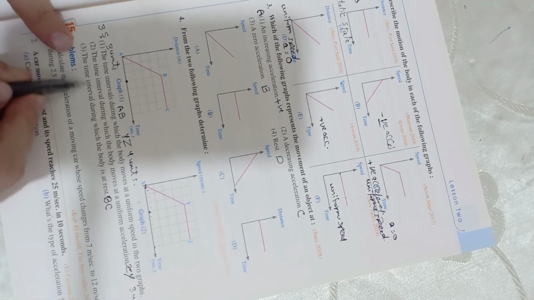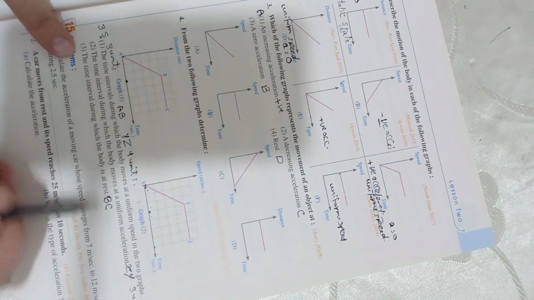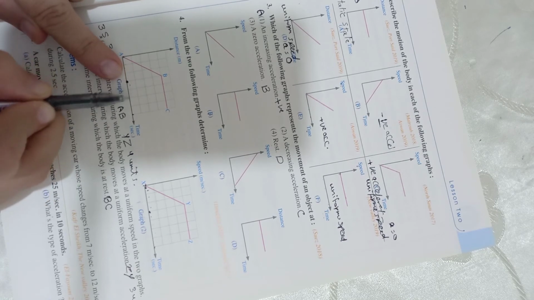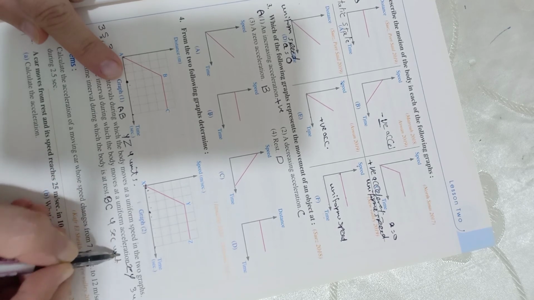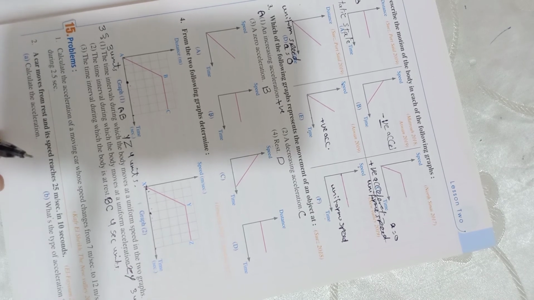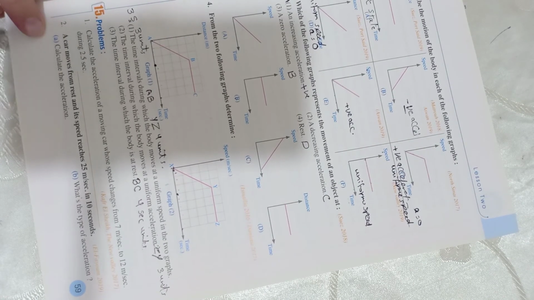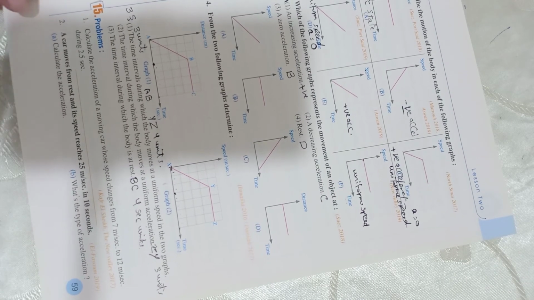Question number 3. The time intervals during which the body is at rest. At rest, BC, from B to C, okay. Walk squares 2, 3, 4 seconds or 4 units according to the square represent, okay. Problems, we will choose many of problems. We can't answer all the problems, okay. If you need any question or any problem, you can write it in your comments.